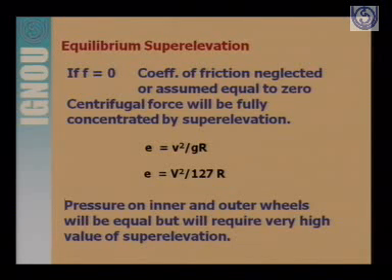If you have provided the super elevation E equal to this V square upon 127 R, then the pressure on the inner and the outer wheels will be equal. And this is the desired condition, because for comfort of ride and from the safety point of view, the pressure on both wheels should be equal.